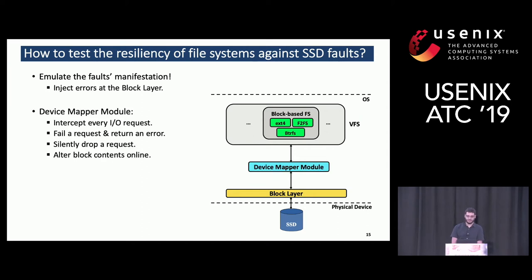Specifically, we implemented our own device mapper module, which sits in between the file system and the block layer and is capable of intercepting every single I/O request. In particular, the module can fail a single request and return an error to the upper layer. It can silently drop a request to the disk, or it can alter a block's contents online in order to emulate shorn writes and corruption. For every particular error that we inject, we study the file system's behavior in detail.